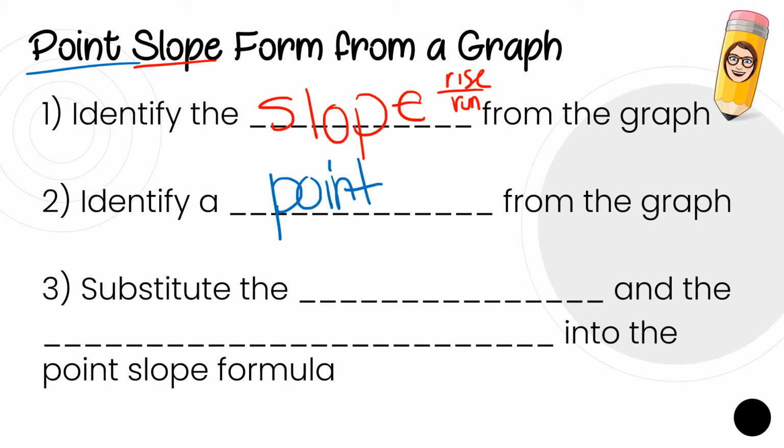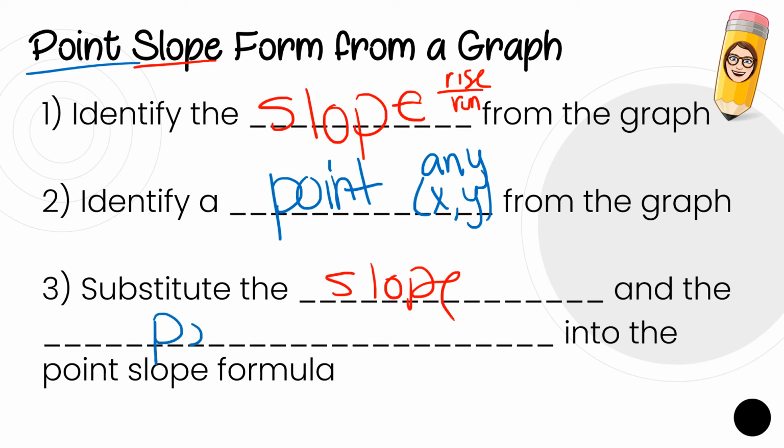You can use any point, and it's always x comma y. Any dot. So that means our answers, our equations can look different. Because what if I use one dot and you use a different one? It's okay. We can use any dot that's on the line. We're then going to substitute the slope and the point into the point-slope formula.